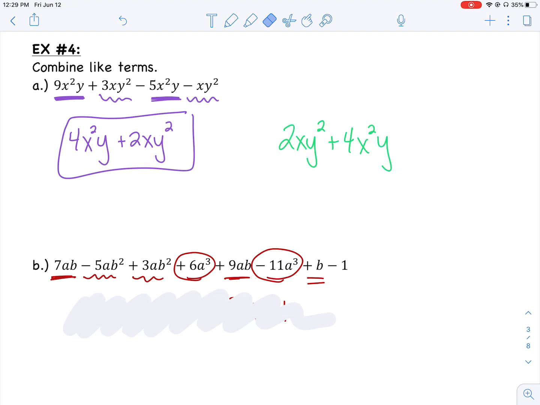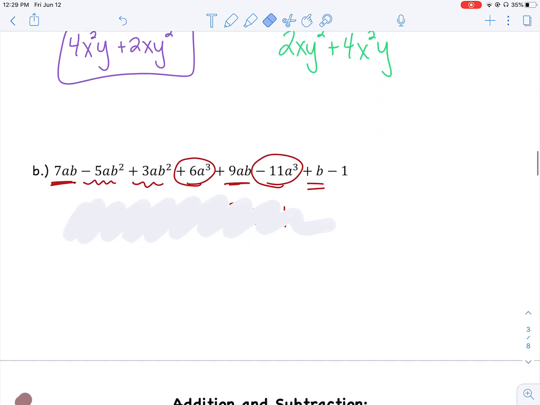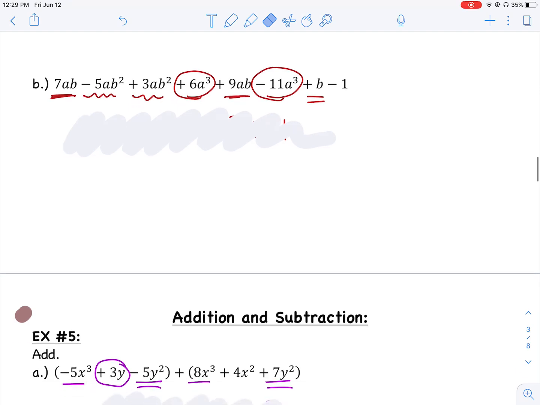Or you can write it in a different order. You could write the 2xy squared first and the 4x squared y second if you want to. Just be careful with your signs. They should both still be positive. Let's practice one more here. Look at example number 4. Find all of the like terms in this polynomial and combine them.